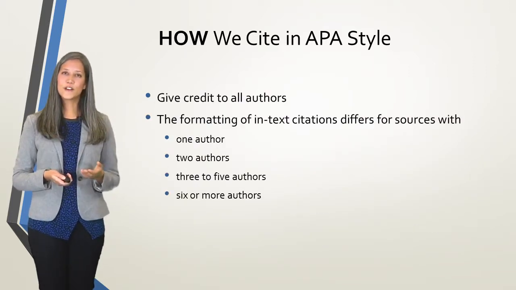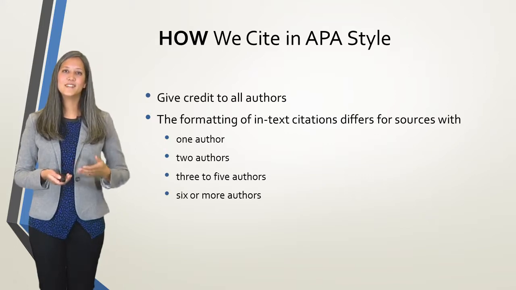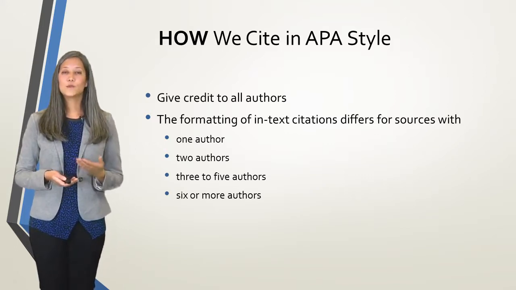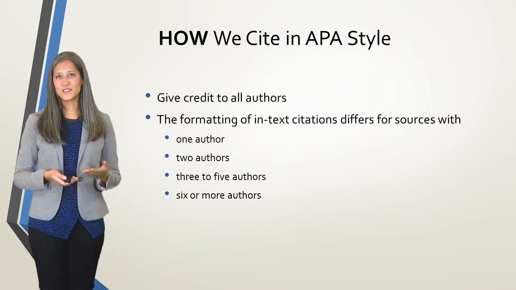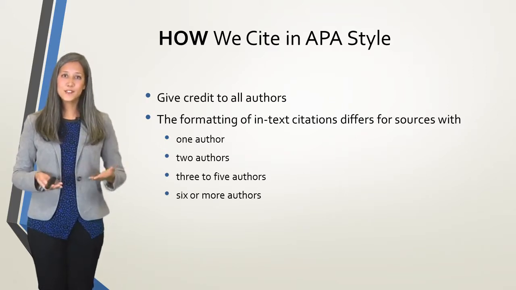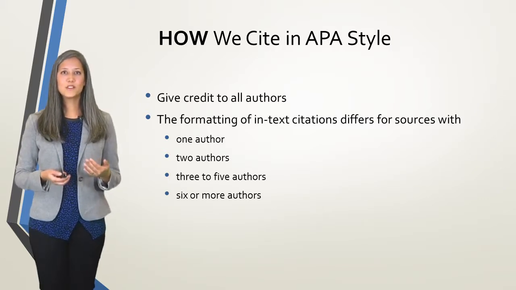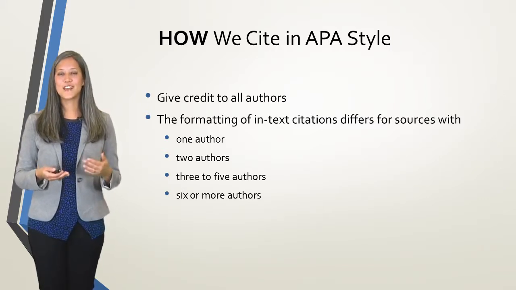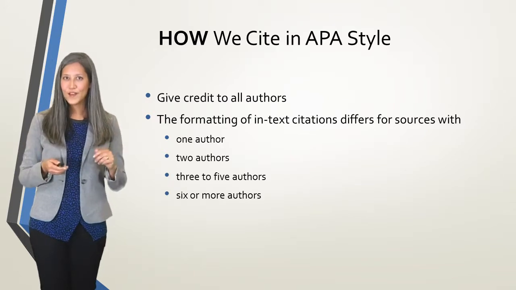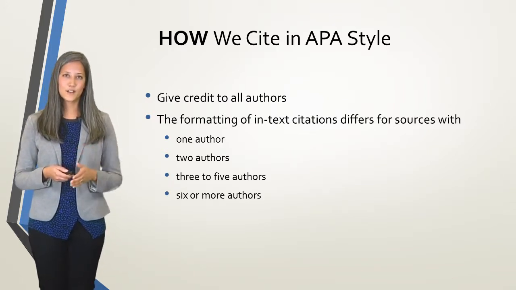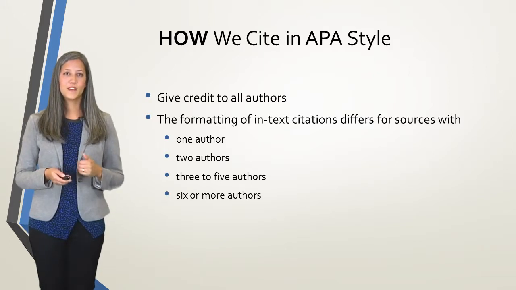The final rule for in-text citations is that you must give credit to all the authors on a source. The rules for how to format the in-text citation differ based on how many authors are actually listed on a source. So these rules have to do with when you get to use that abbreviation at all. The bottom line is that we want to give credit to all the authors of a source.